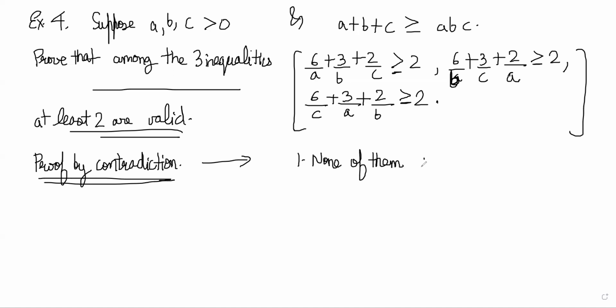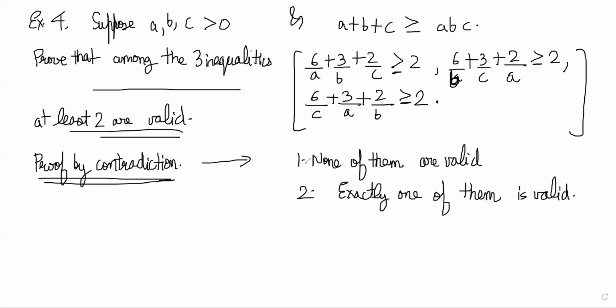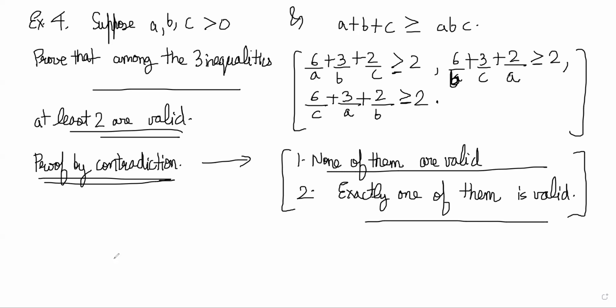Case one is none of them are valid. And case two is exactly one of them is valid, right? So the contradiction has two cases basically. None of them are valid and exactly one of them is valid. Now for exactly one of them is valid, you can assume whichever one is valid and the other two are invalid. So that is up to you. You can do it without loss of generality. You can assume one of them is valid. I will show you the contradiction that comes when none of them are valid. You should try and do the second part of it yourself, right?